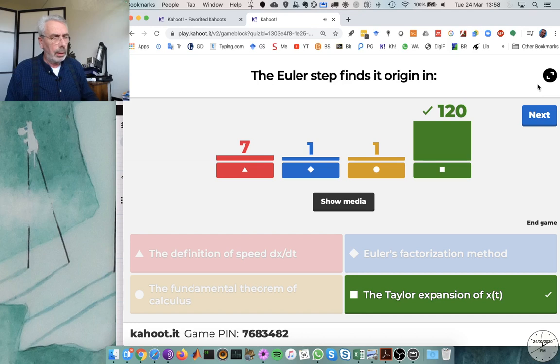Yeah, that's a very clear answer. It's the Taylor expansion of a function, which gives you a first order approximation. So very good. I think this was the quiz, right?